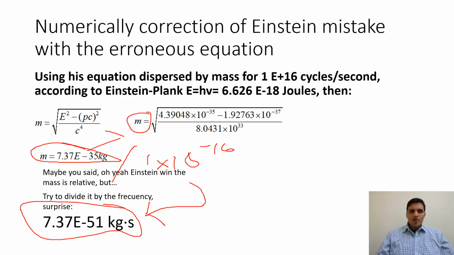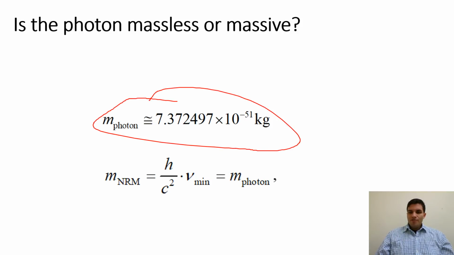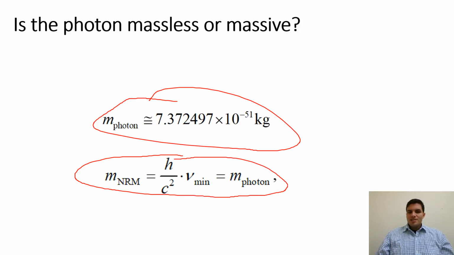submitted to journals. Is the photon massless, or is the photon a massive quantity that is present in our world? The answer is that this quantity is the photon mass, and to obtain the photon mass, a value is needed to use this formula. This formula is the non-relativistic mass equal to the Planck constant over c squared multiplied by the minimum frequency, which is equal to 1 cycle per second. And the resulting product is the photon mass.